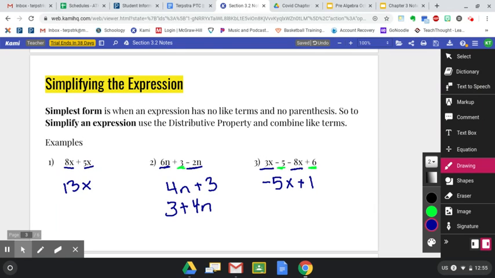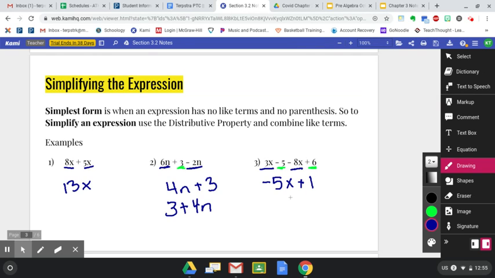Now, in number 3, you can see that we had like terms of 3x and negative 8x. Make sure that the sign in front goes with it. So when I combine here, I have negative 5x, and then my constant terms were negative 5 and positive 6, which would leave me with a positive 1.